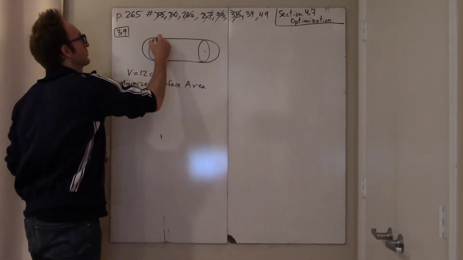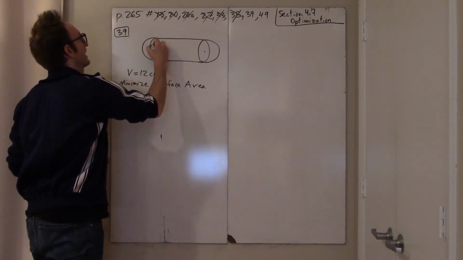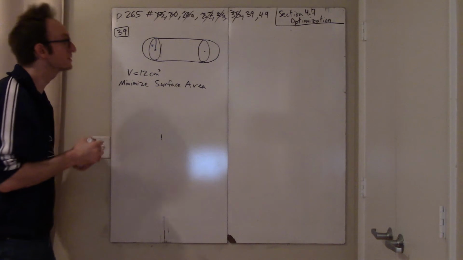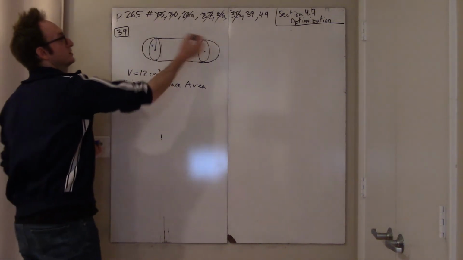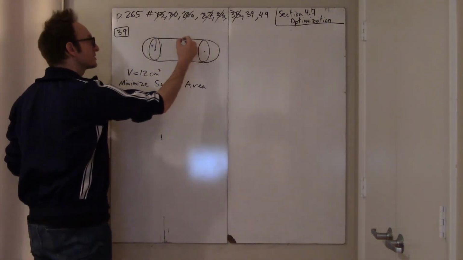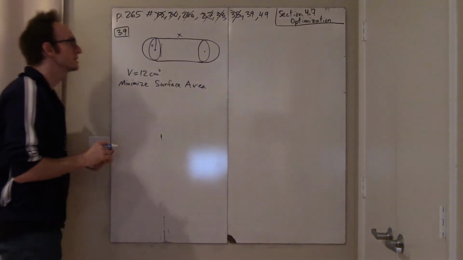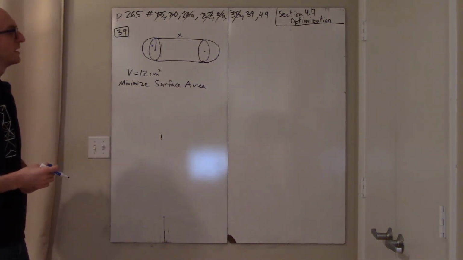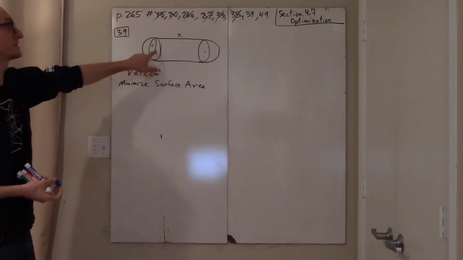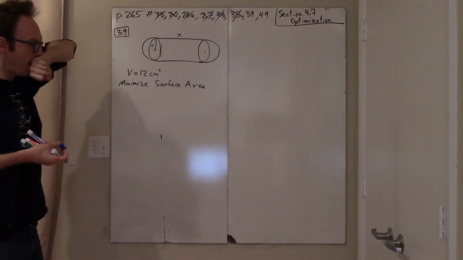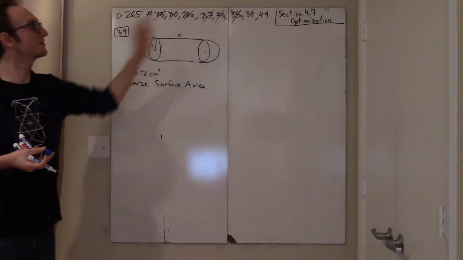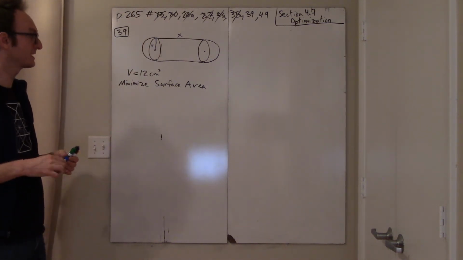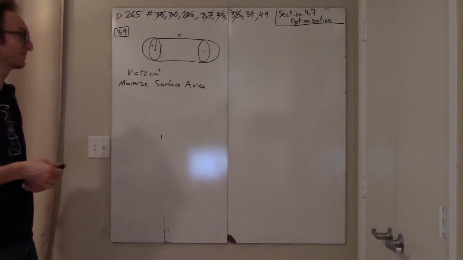So let's let the radius be r. And there's really only one other choice you have here, which is how long to let this cylinder be. So let's just call that x. Once you've fixed the radius of the sphere and the cylinder and the length of the cylinder, then that's everything there is to know. So what's going to be the volume?